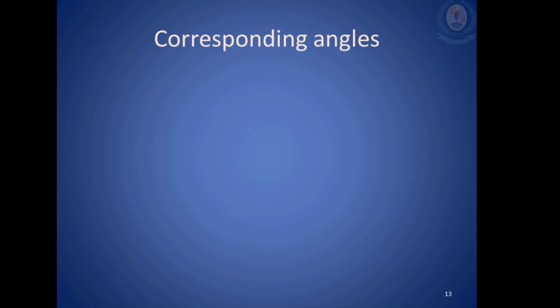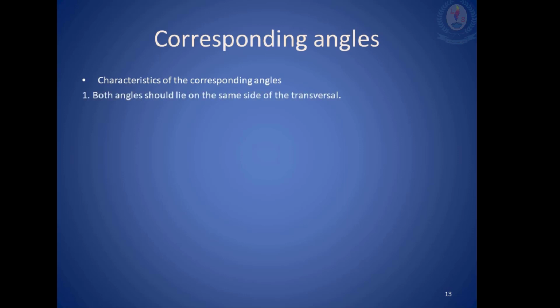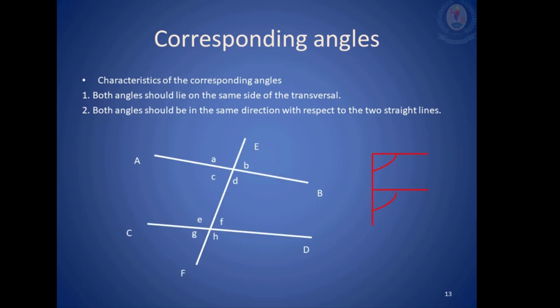Let's see corresponding angles. Characteristics of the corresponding angles. Both angles should lie on the same side on the transversal. Both angles should be in the same direction with respect to the two straight lines. This is like the letter F. Can you identify the pairs of corresponding angles? A and E, C and G, B and F, D and H. They are pairs of corresponding angles in this figure.